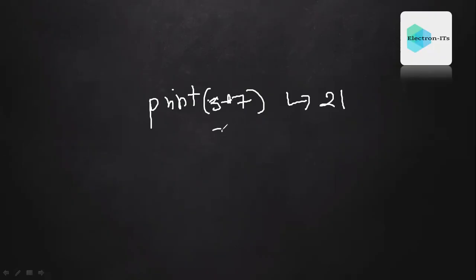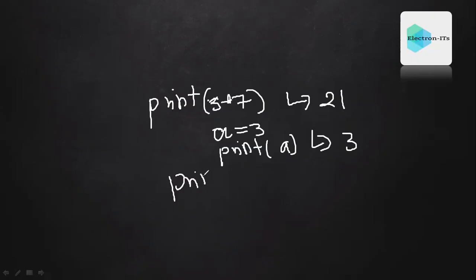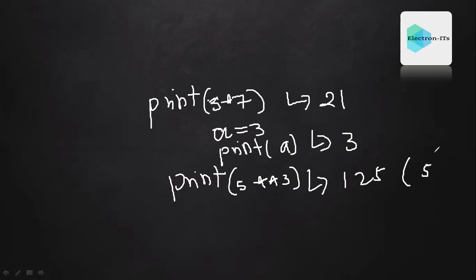Suppose I have assigned one number to a variable. So 3 I have assigned to a, and I want to print a. So it will generate the output as 3. Similarly, print the output of 5 double star 3. So it will generate the output as 125, because double star means power, so 5 to the power 3.